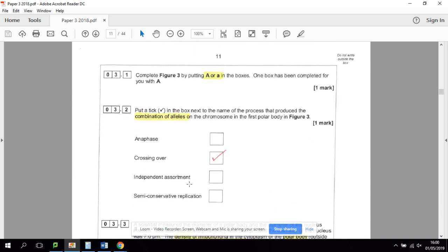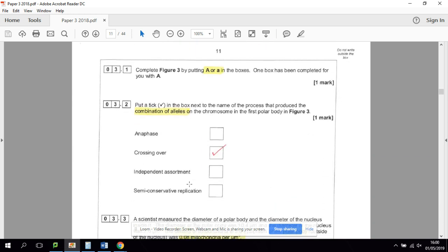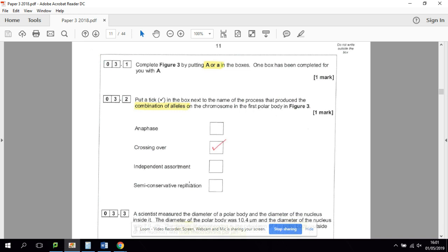Right. So we're looking at the tick box here. We need to think, what are those processes that produce the combination of the alleles? So of course it's crossing over, because it's an exchange of genetic material, an exchange of parts of the chromatids that leads to the combination of the alleles. So a tick box here.